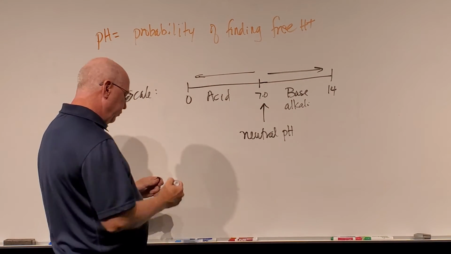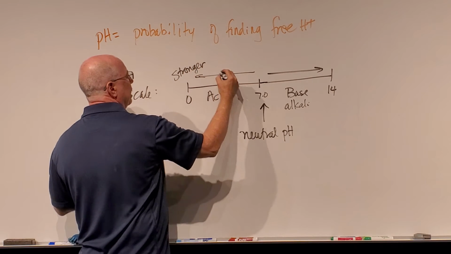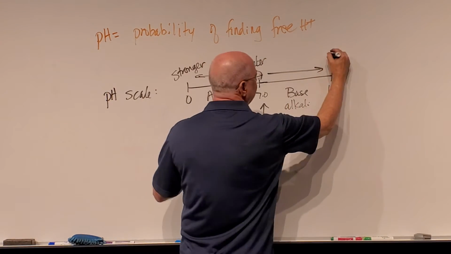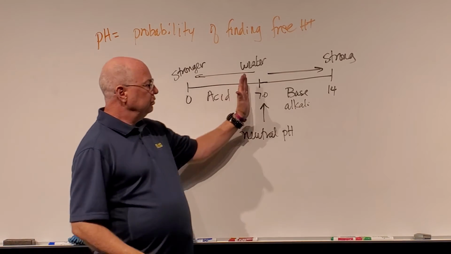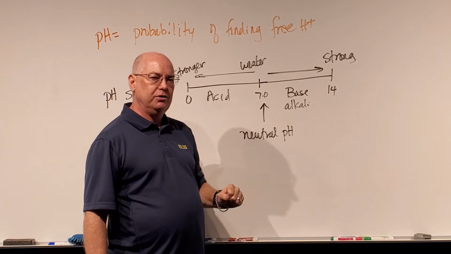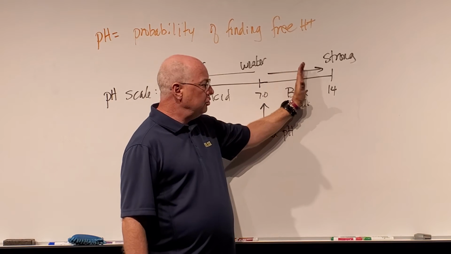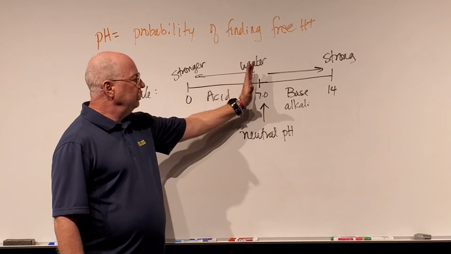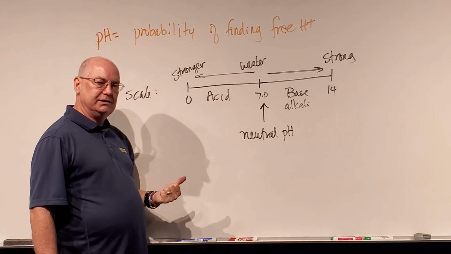And the further away from 7 I go towards 0, the stronger the acid becomes. And the same is true for the base. A strong base will have a higher pH. If the pH is anything above 7.0, it's basic or alkaline. The higher I go, closer to 14, the more basic or alkaline the solution becomes. The lower I go below 7, the more acidic or stronger the acid becomes.